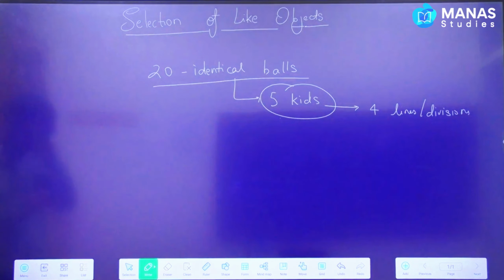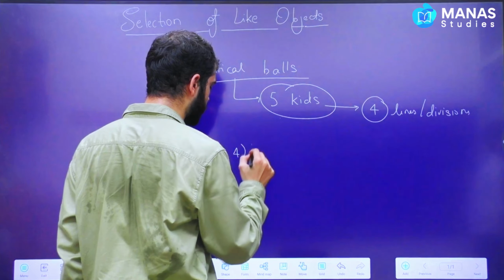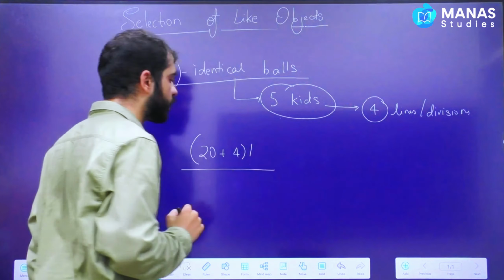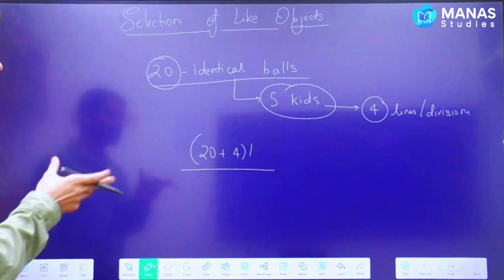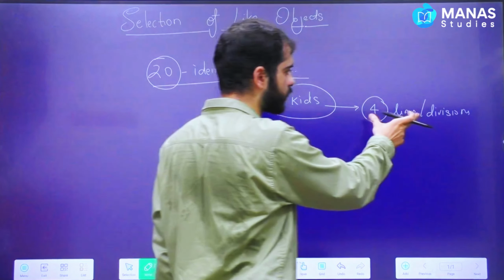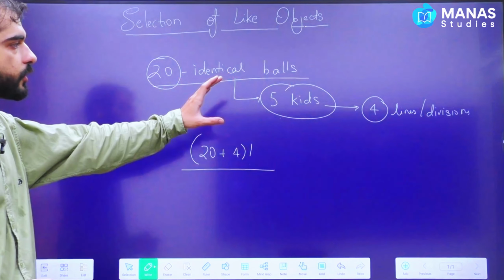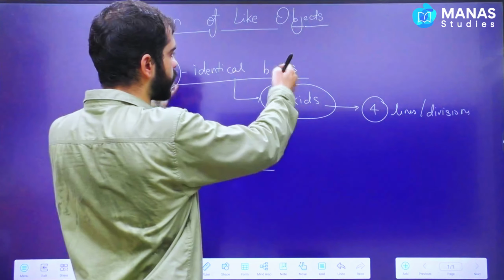Fine. So let's see what happens over here. I'll have these 20 objects and 4 lines. So I'm going to write down 20 plus 4 factorial. So now I'm having 24 factorial. These will be the objects which I have to arrange: 20 are the identical balls and 4 are the lines or divisions. Obviously, they are also going to be identical because their sole purpose is to divide these into 5 kids.